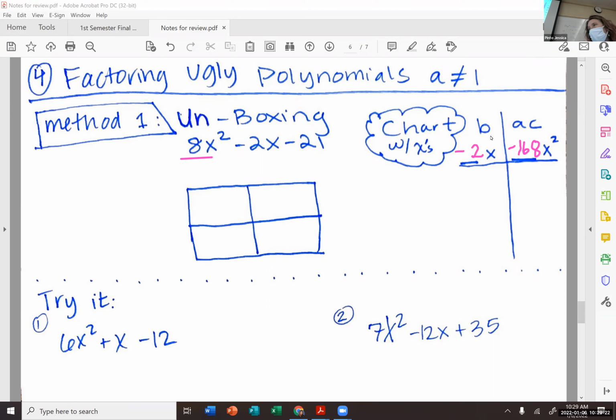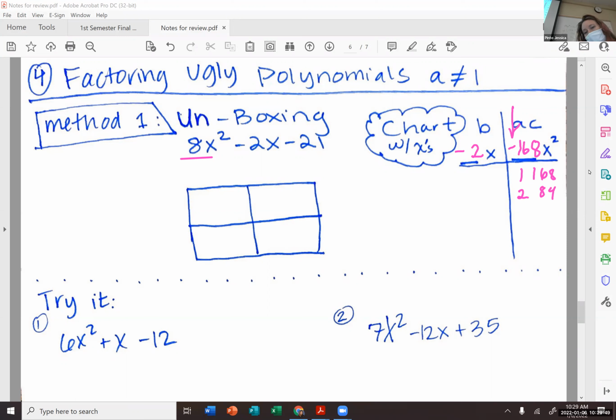I'm going to go down the line. I'm trying to find numbers that subtract to make negative 2 that simultaneously multiply to 168. Take some time to find those numbers, use your team, split it up, work together. I know it's not 1 and 168 because that's 167. I know it's not 2 and 84 because that's 82.